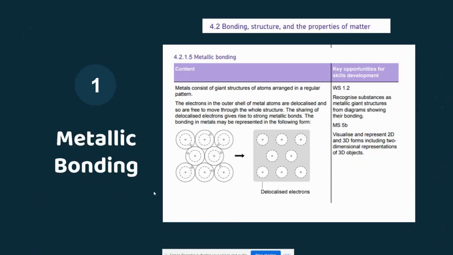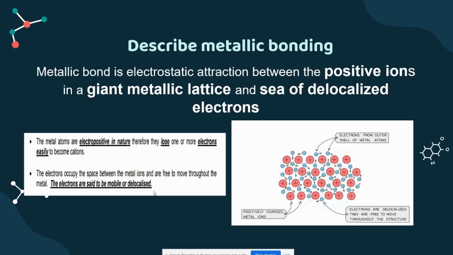So today's topic is metallic bonding, which is a subpart of bonding, structure, and properties of metal. This is basically the outline that is provided by the AQA board. So what actually is metallic bonding? Metallic bonding is an electrostatic attraction between the positive ions in a giant metallic lattice and a sea of delocalized electrons.